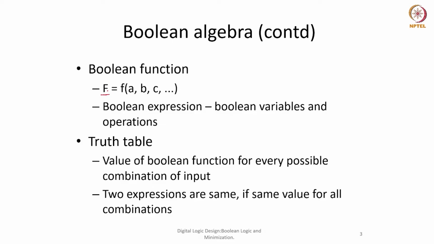Now a Boolean function will have n number of Boolean variables, and it would work only on the Boolean operators. The basic operators are AND, OR, NOT. There could be even more complex operations which can be done using a combination of these AND, OR, and NOT gates. So any function which has only Boolean variables and only Boolean operations would be called a Boolean function. And similarly, the expression which will have only Boolean variables and Boolean operations would be called a Boolean expression.